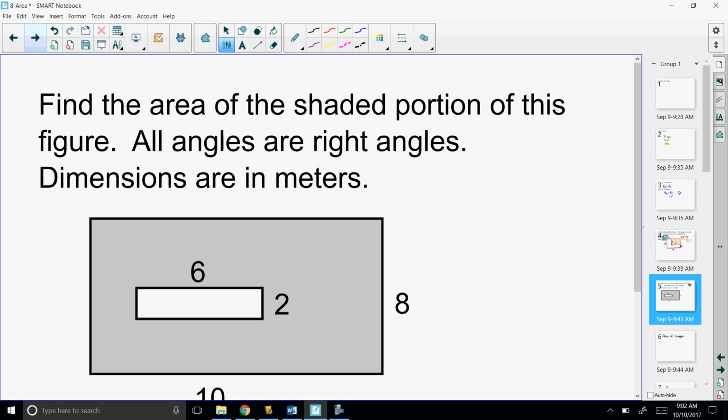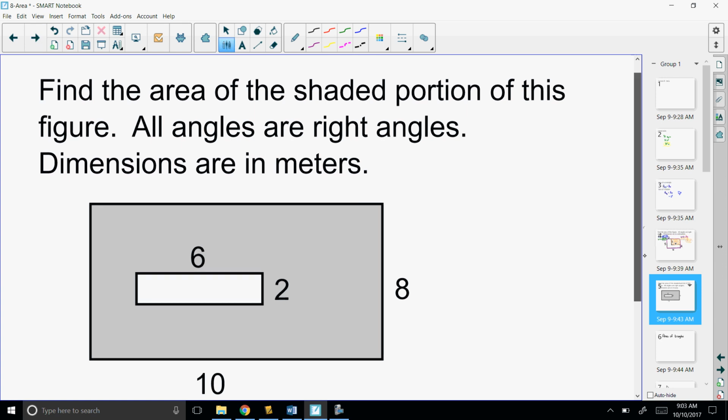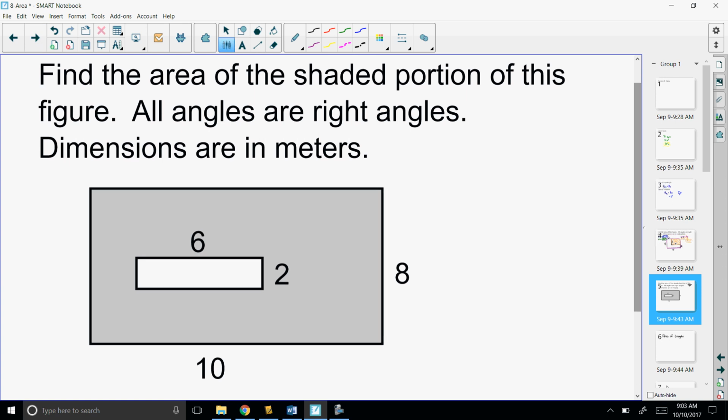With your partner, I will give you 90 seconds. It is 10. I will slide it up. I will give you, maybe I'll just give you a minute to go ahead and find the area of that particular figure. Go.